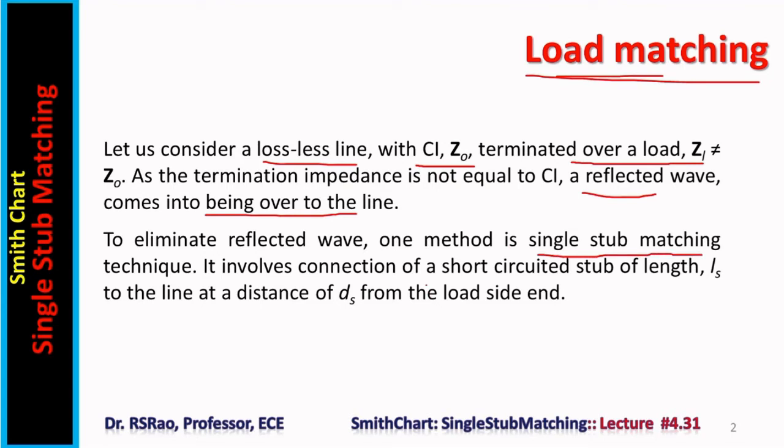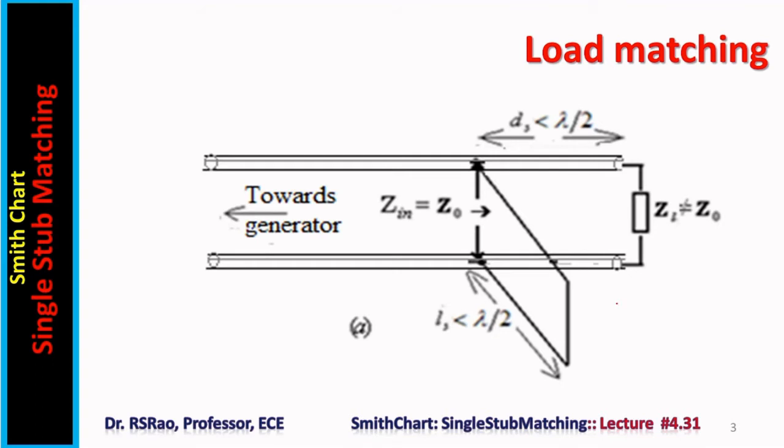It involves connection of a short circuited stub of length LS to the line at a distance of DS from the load end. Here is illustrated the technique. This is line, this is load. Characteristic impedance of the line is Z0. ZL is different from Z0, therefore reflected wave exists. We want to eliminate the reflected wave. For that, one technique is connecting a short circuited stub, length LS, at a distance of DS. Once stub is connected, reflected wave is absent over the line in between these 2 points, source point and stub connection point. Here no reflected wave.